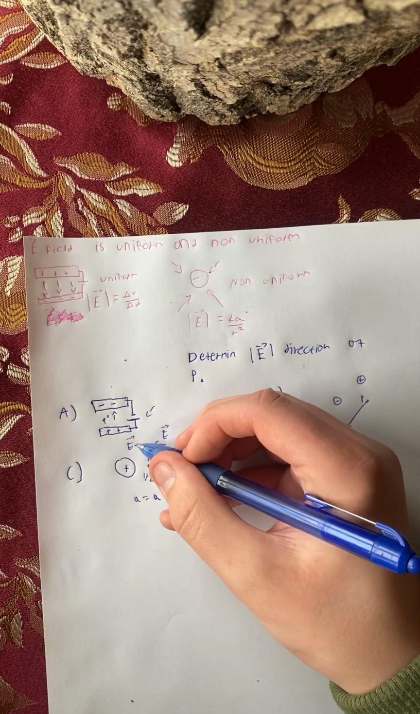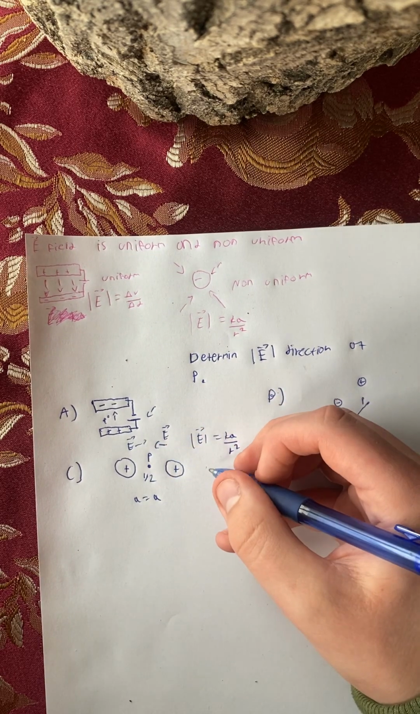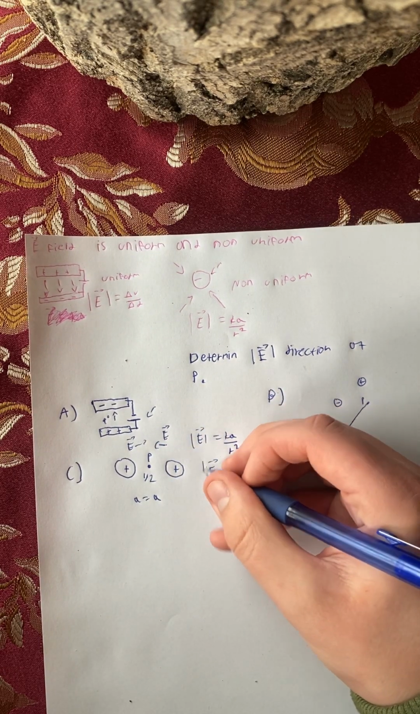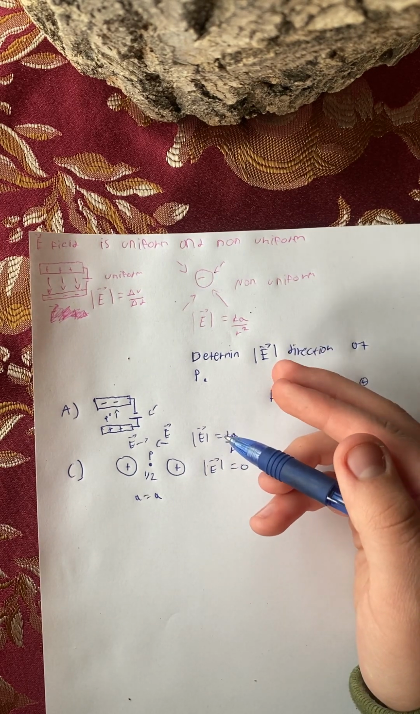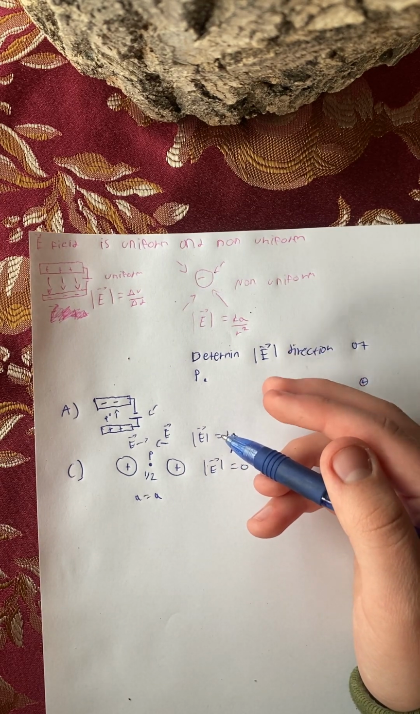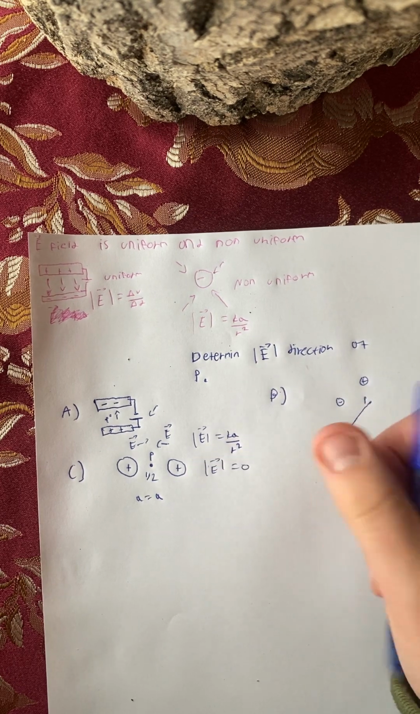And since these electric fields oppose, the total electric field strength is 0, and so this is an electric field that has no direction because they cancel out.